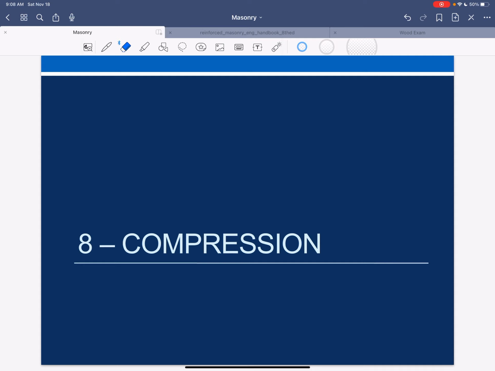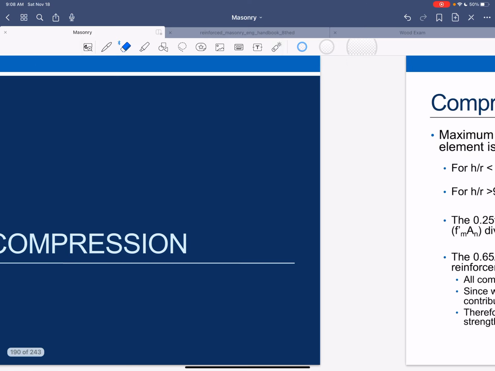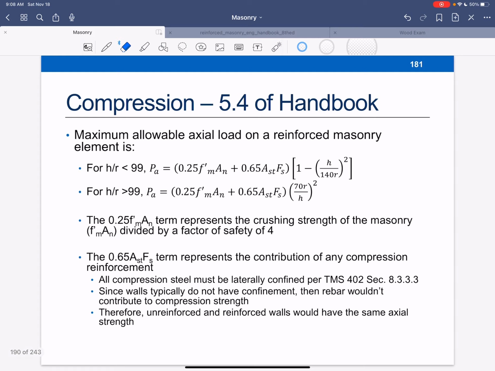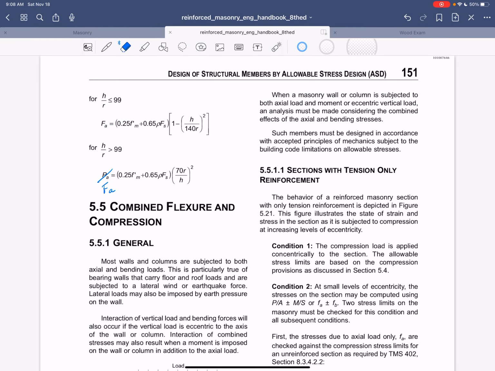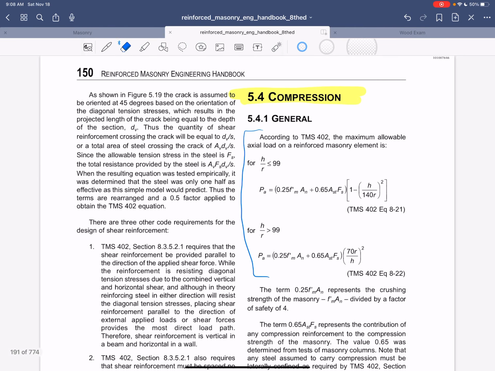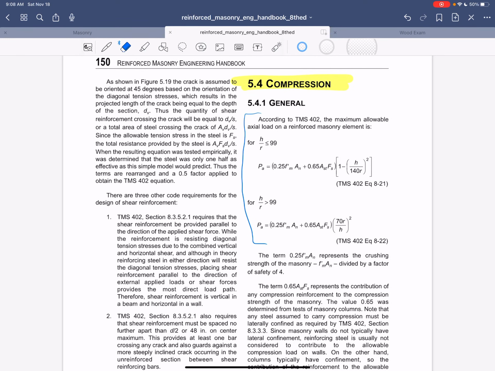All right, so let me go through how this works and what section it's in for our handbook. It's in 5.4. So if you go to your masonry handbook, it's on page 150, which is 5.4 compression. And the first equations I'm going to go through on the slides are here. And then we're going to back solve those equations.